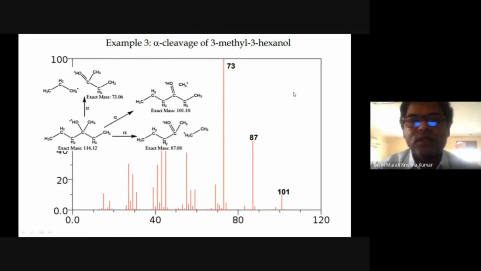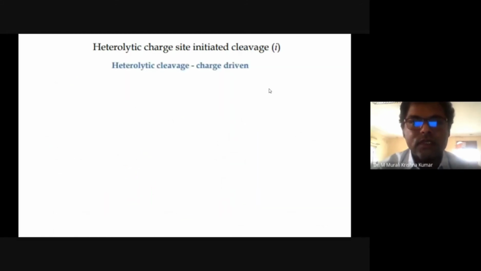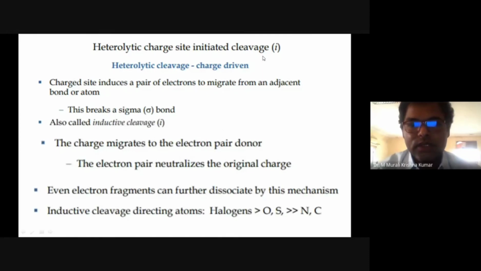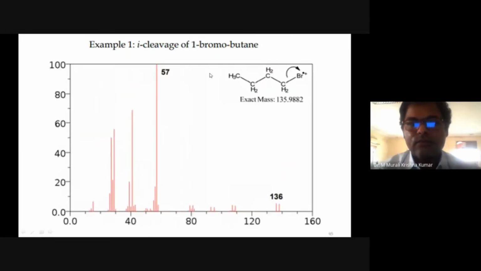So that is all about the cleavage of 3-methyl-3-hexanol via sigma, so via alpha cleavage. Via alpha cleavage means next to the functional group, the bond is cleaved. The next one is heterolytic charge site initiated cleavage. So here, let's see the example.